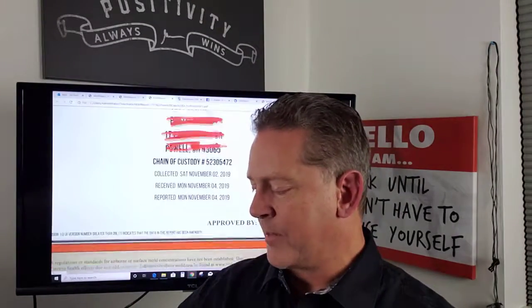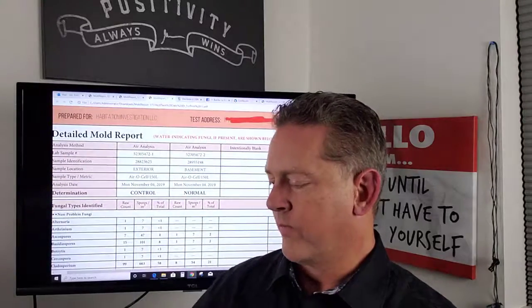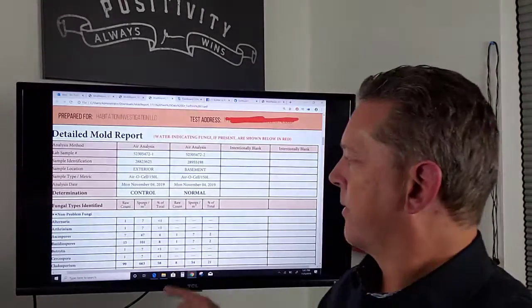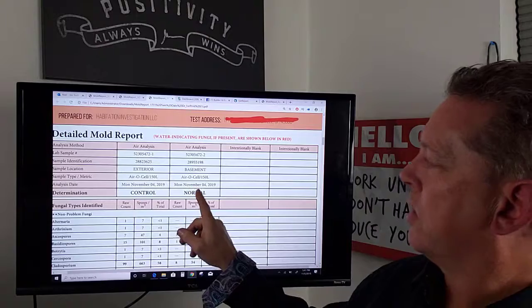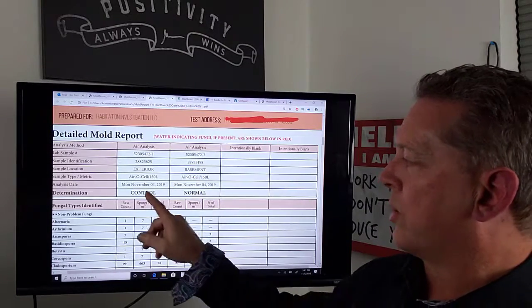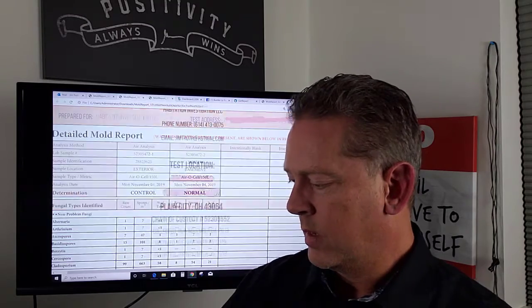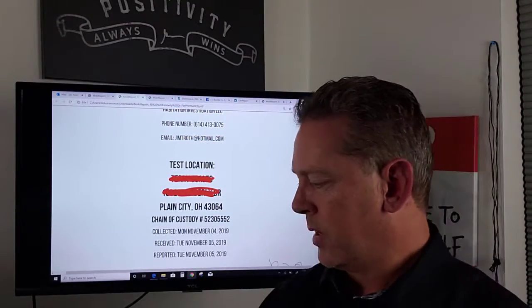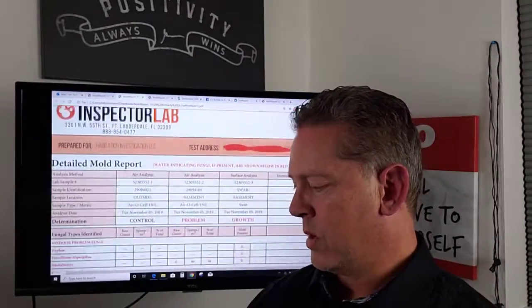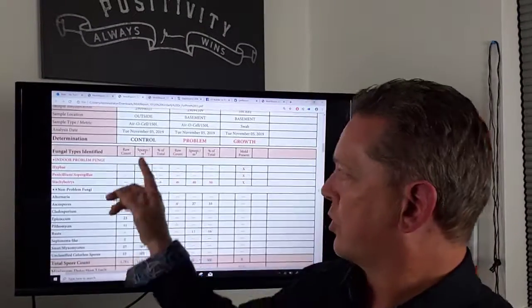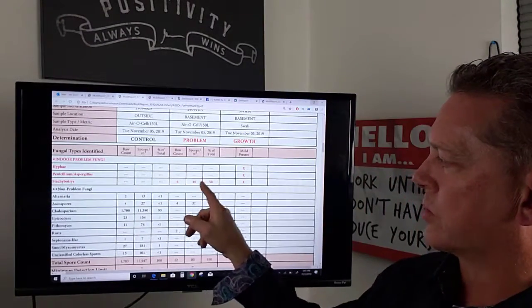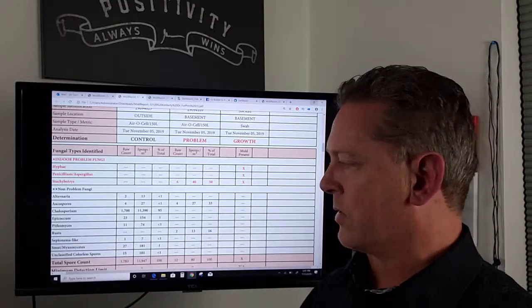But when you get a mold sample, this is what you're looking for. You're looking to see if the analysis is normal compared to the control sample. There's always going to be a control. And then you have this one here, where you have the control. However, there's a problem because there's certain molds that are not found in the outside air.